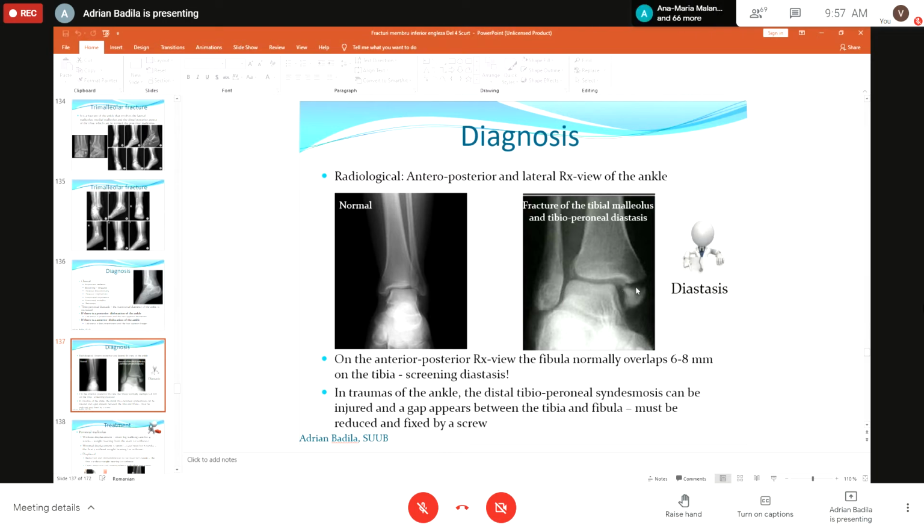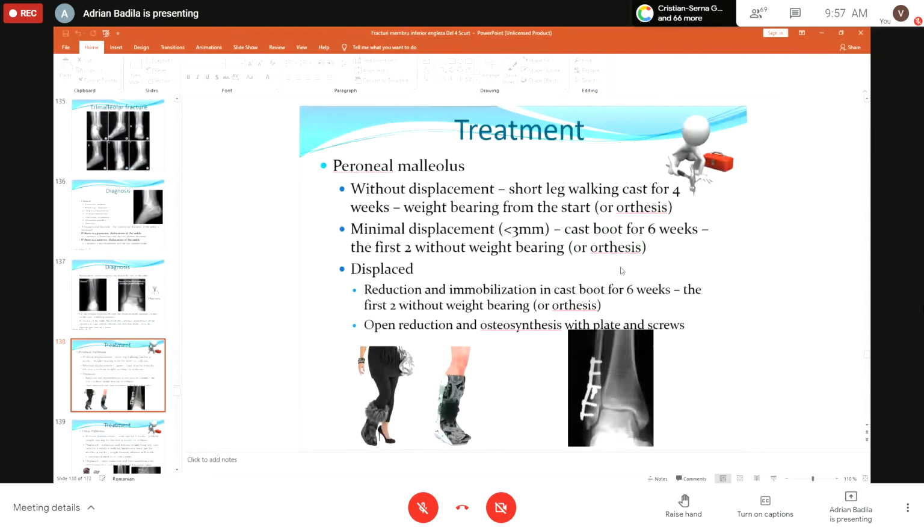In this case, we have a fracture of the tibial malleolus, which will be treated by reduction and osteosynthesis with screws or a figure of 8 tension band. And for this diastasis, we will reduce and fix the diastasis with a long interfragmentary screw. For the fracture of the peroneal malleolus, if the fracture is without displacement, the orthopedic treatment will consist of immobilization in a short leg walking cast. Short leg means a below-the-knee cast for 4 weeks with weight bearing from the start.